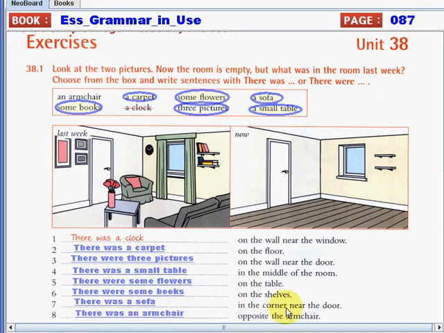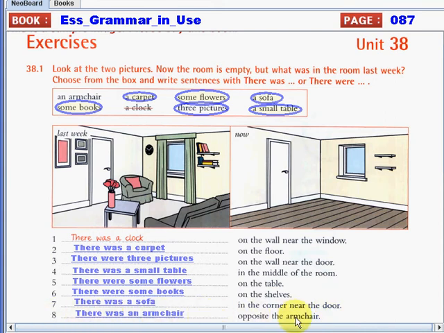Blank in the corner near the door. So this is the corner of the room, and near the door, what is this? Okay, so yes, you are right. This is a sofa. So sofa is only one in singular form, and in past tense, we will write there was a sofa in the corner near the door. Okay, let's go now on number 8.